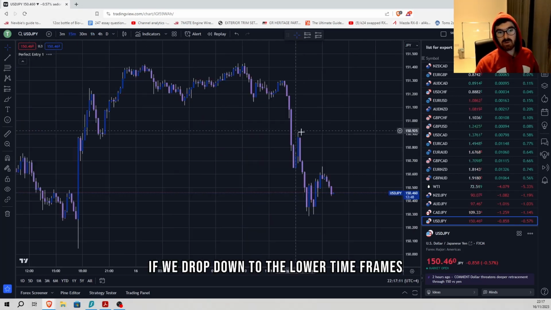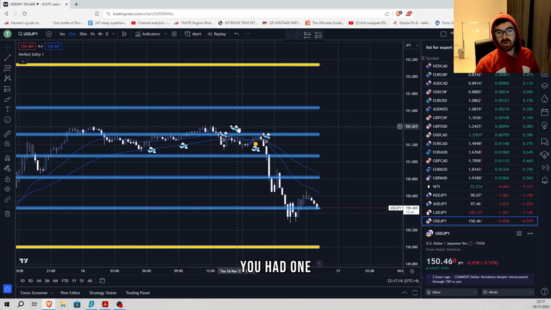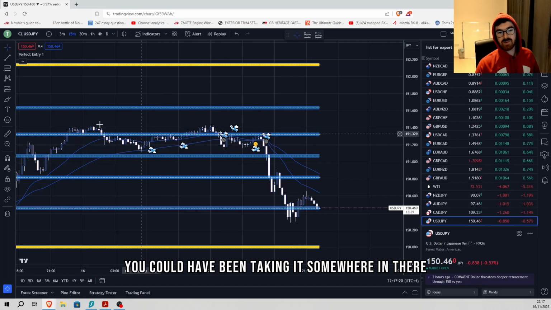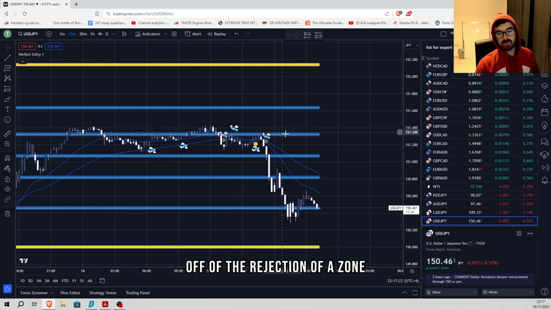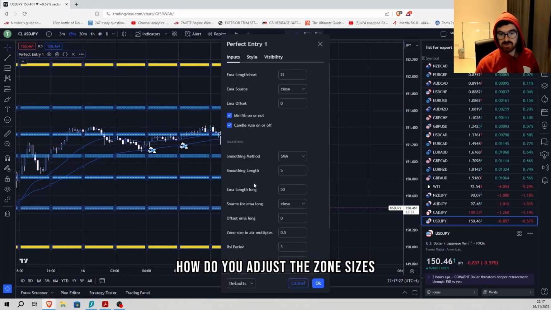If we drop down to the lower time frames, you'll see that there was more than enough signals to do so. You had 1, 2, 3 planes, 2 moons. You could have been taking it somewhere in there off of the rejection of a zone. Big question for most people is, how do you adjust the zone sizes?